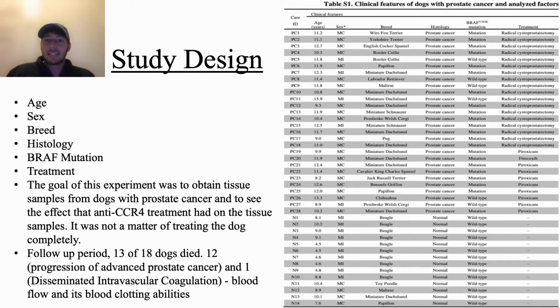And lastly, the form of treatment: either piroxicam, which is an anti-inflammatory drug, or a radical cystoprostatectomy, which is, again, partial or complete removal of the bladder and/or the prostate.